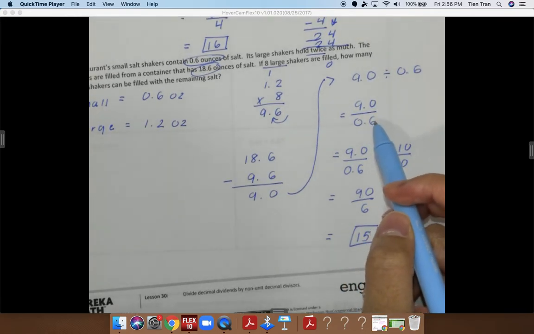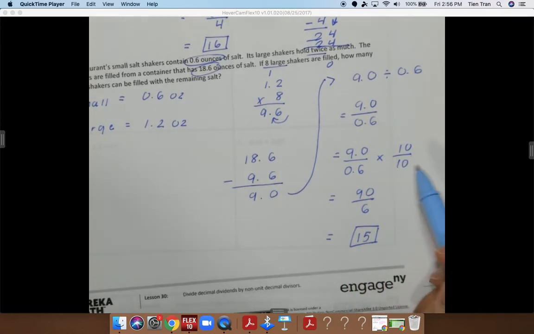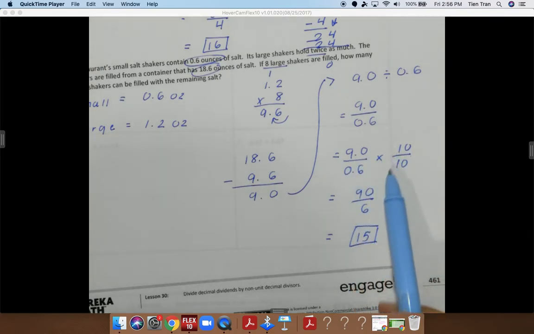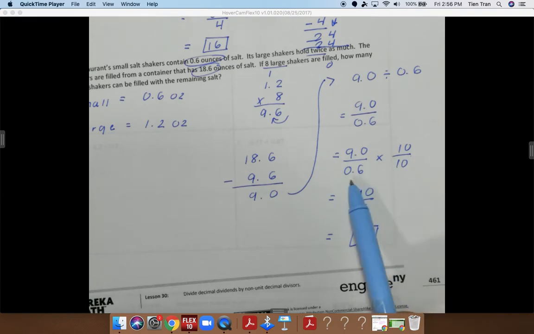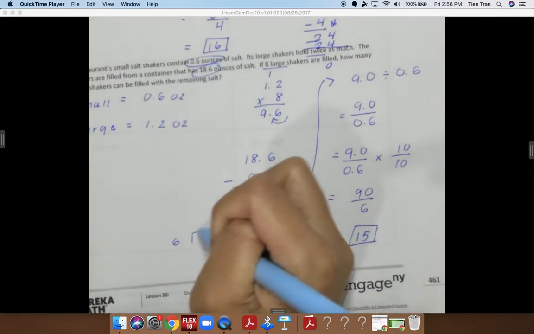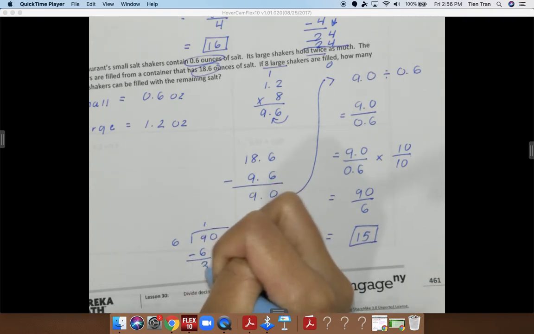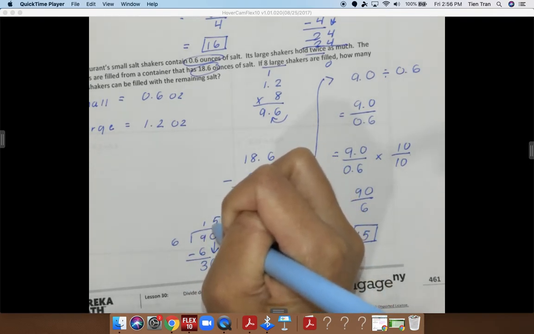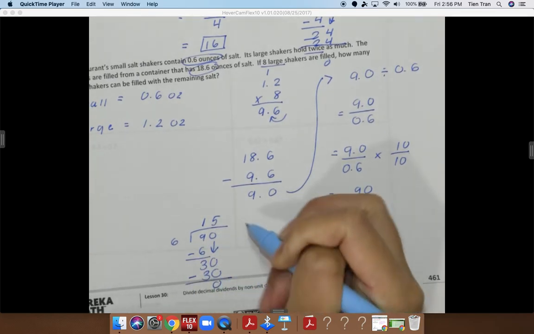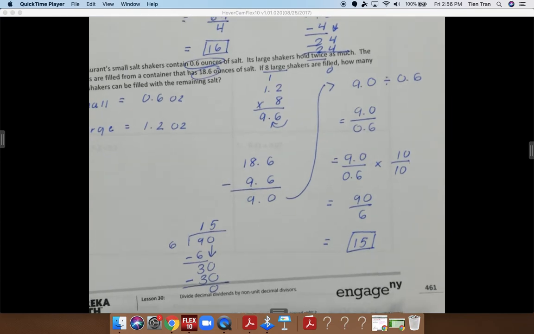So 9 divided by 6, we set it up, and we're going to multiply in the tenths place because the 6 is in the tenths. So times 10 over 10. 9.0 times 10 gives you 90. 6 tenths times 10 gives you 6. 90 divided by 6 is equal to 15. You can see this over here. 90 divided by 6, subtract, you get 3, bring down your 0. 6 can go into 30 5 times, subtract, and you get 15. So your answer is equal to 15.